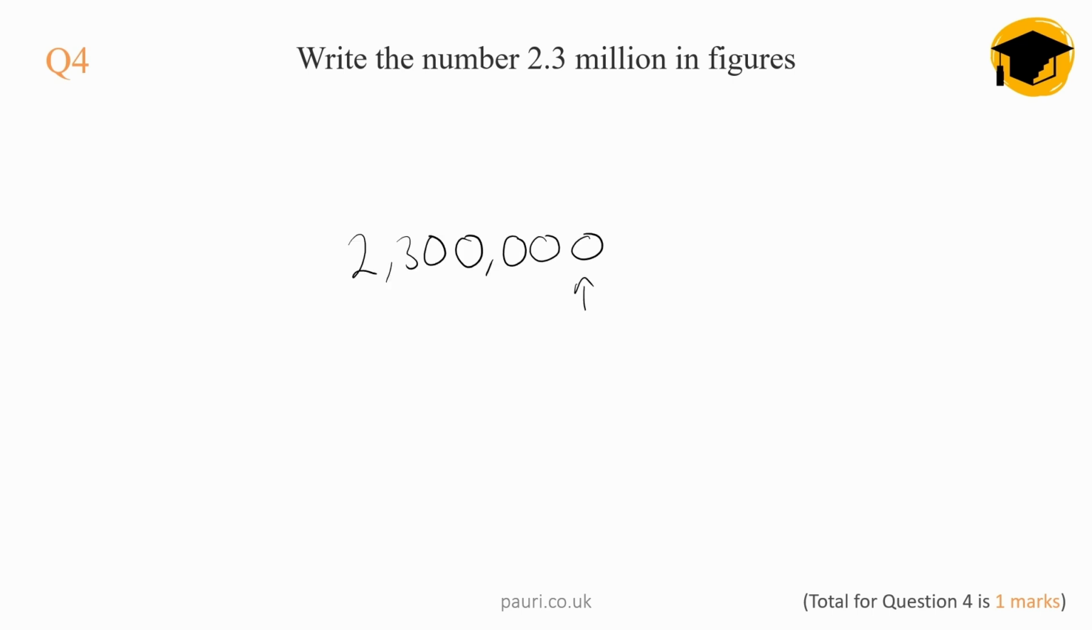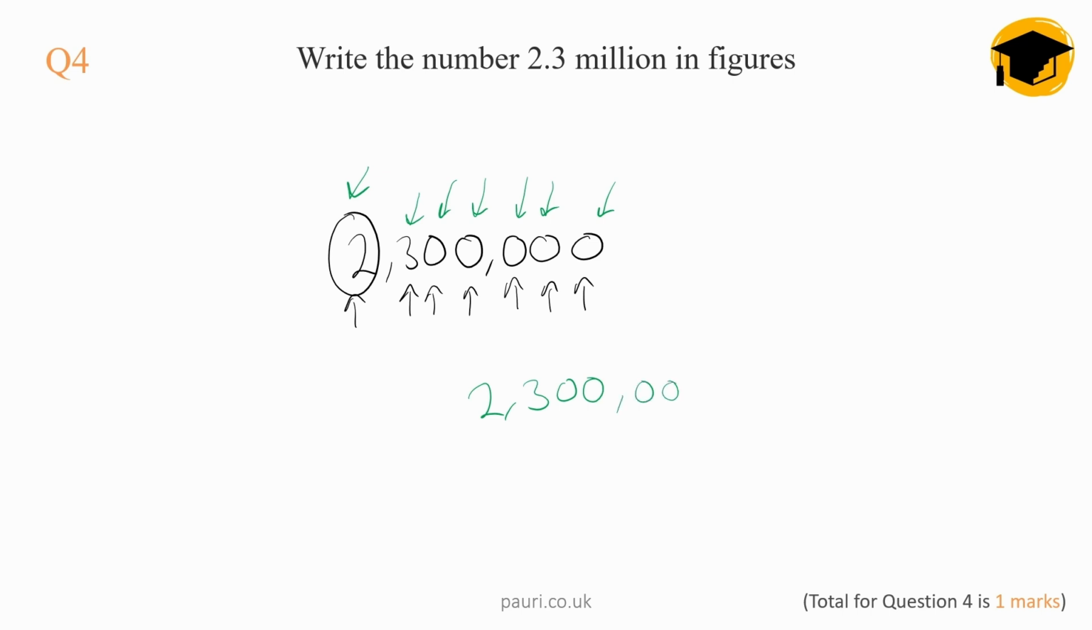2.3000. This is single digits, tens, hundreds, thousands, 10,000s, 100,000s, and then millions. The 7th digit here is the millions. 100,000s, 10,000s, thousands, hundreds, tens, and single digits. So our final answer would just be 2.3 million or 2,300,000. The commas help quite a lot here.